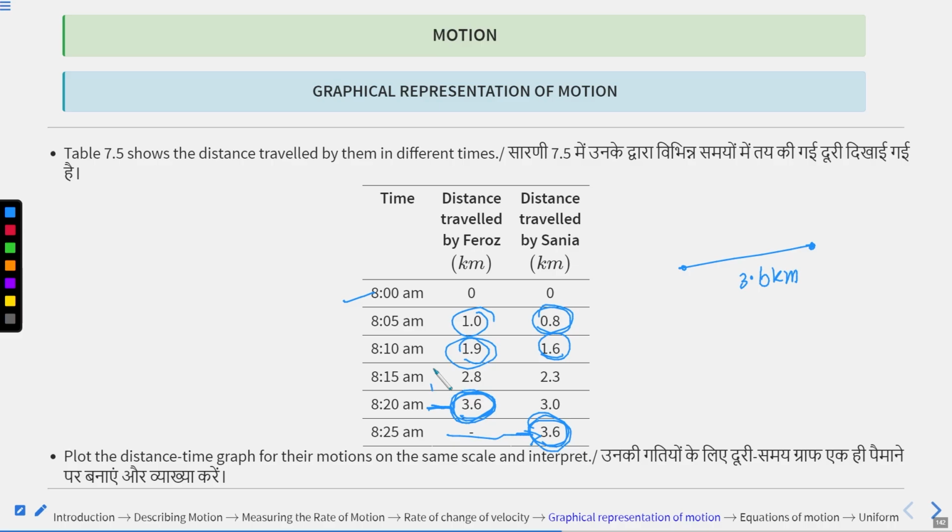So today we studied the topic graphical representation of motion. In the next class we will learn about equations of motion.